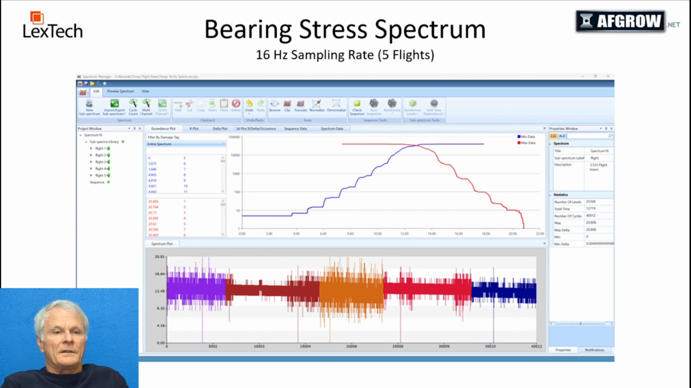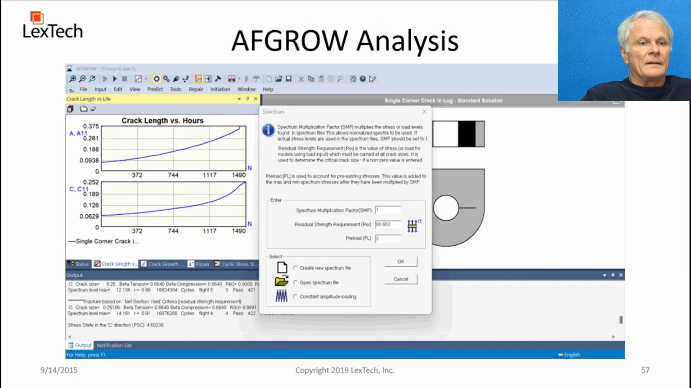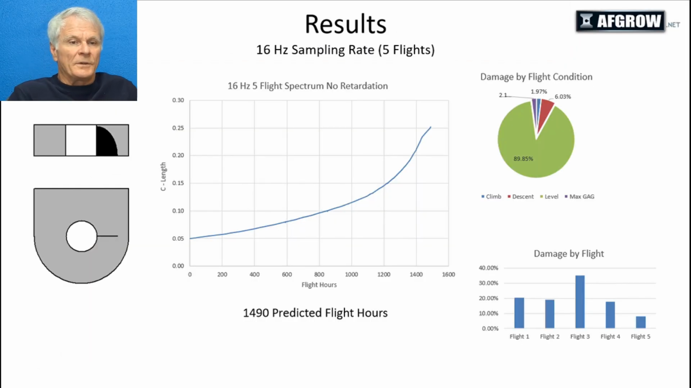So here's the 5-flight spectrum sampled at 16 Hertz, quite a bit different. Redoing this analysis again, you'll see we get a shorter life, 1490 per flight hours, and the breakdown is quite different as well. So how much of the damage was caused by level flight, climb, descent, or gag?